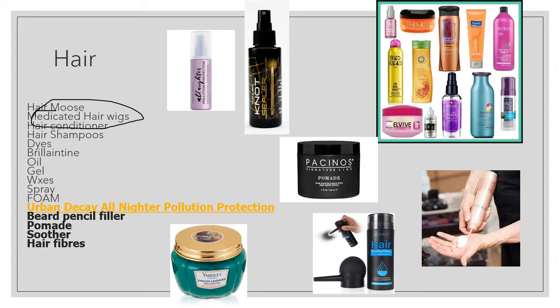So medicated hair wigs could be a boon in the market. This is not yet available. This is an idea, so you can opt for this idea. And these are different formulations available. Yardley, Alvers, Pesinos. This is basically hair smoothener, Brillantin.